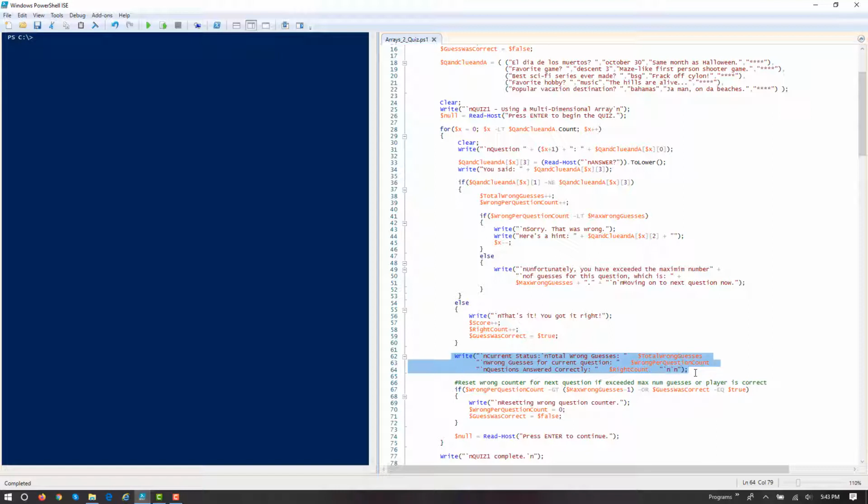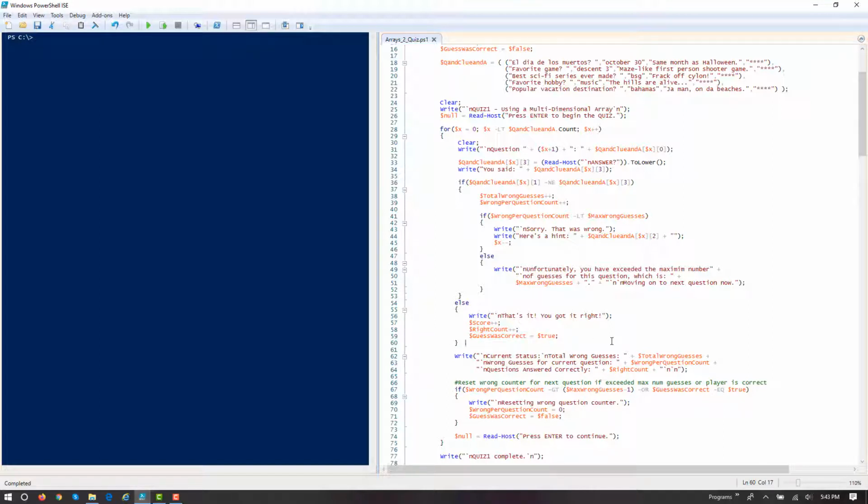So, at the end of each question, whether they get it right or they've exceeded the max number of wrong guesses, we're going to give them these 3 stats: the total wrong guesses, wrong guesses for the current question, and questions answered correctly. So, therefore, we cannot reset this before we call the right method here. Does that make sense?